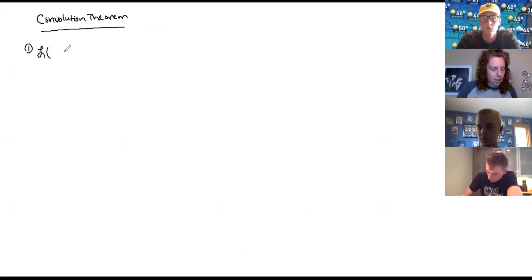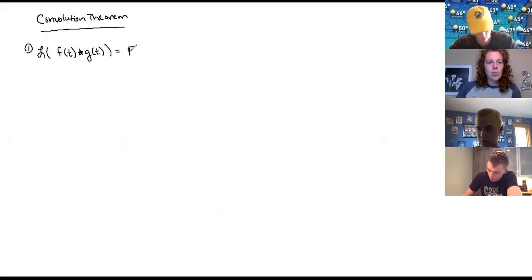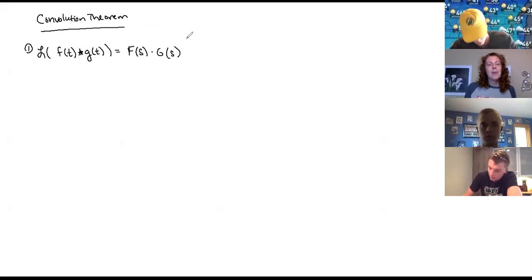First of all, the Laplace transform of the convolution of f of t and g of t is equal to capital F of s times capital G of s. So if you are doing a convolution inside of a Laplace transform, you can multiply the answers.